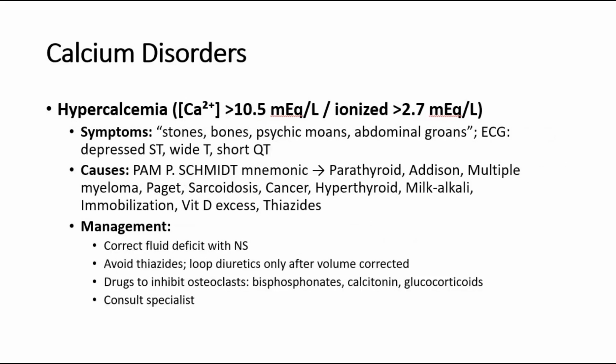Hypercalcemia, defined as total calcium above 10.5 meq/L or ionized calcium above 2.7 meq/L, typically results from hyperparathyroidism or malignancy. Patients present with the classic stones, bones, psychic moans, and abdominal groans, along with ECG changes such as depressed ST segments and shortened QT intervals. Treatment focuses on correcting fluid deficits with NS, cautious electrolyte correction, and inhibition of osteoclastic activity using bisphosphonates, calcitonin, or glucocorticoids, with specialist consultation recommended.